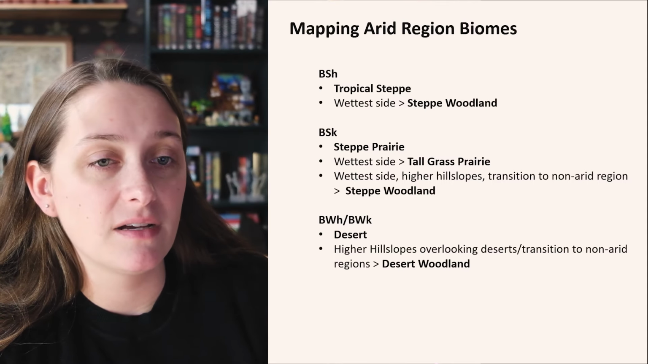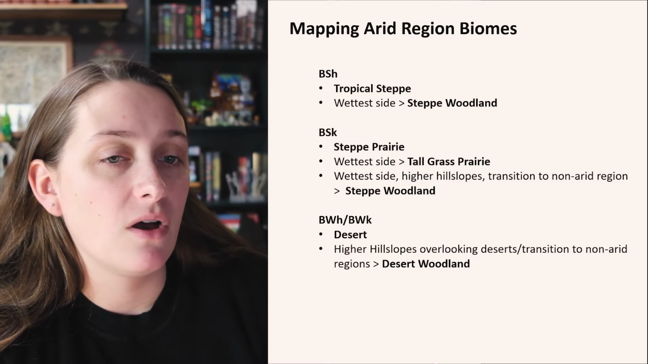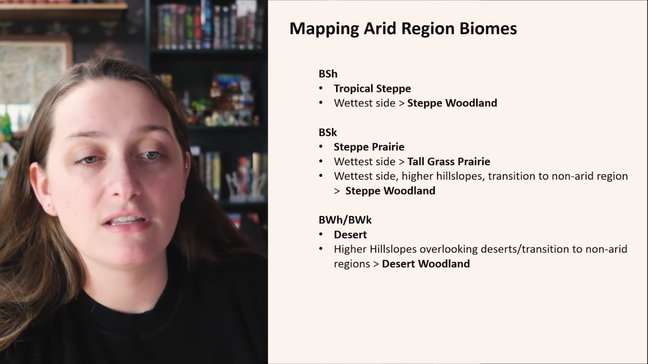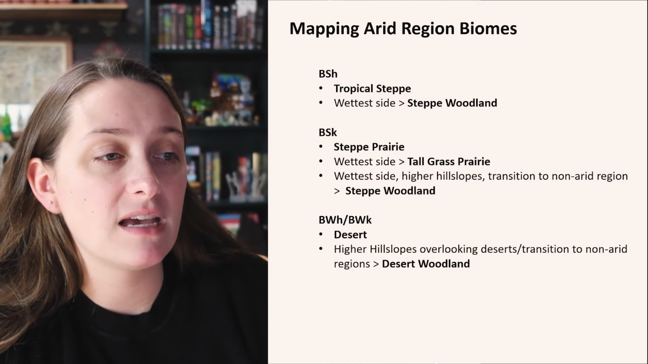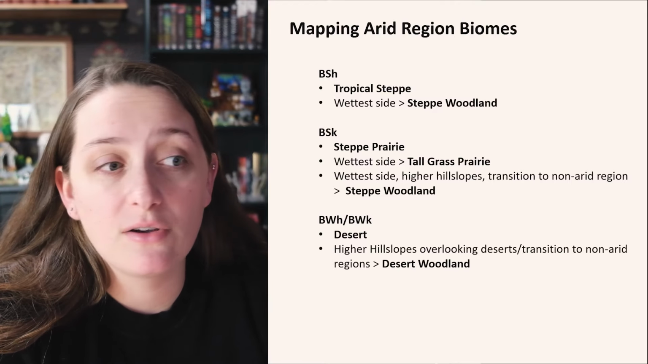Desert woodland appears in similar areas as steppe woodlands in steppe regions, so along higher hill slopes overlooking deserts, transition areas to non-arid regions, and along rivers. You can also put some smatterings where there could be, say, a spring or an oasis.